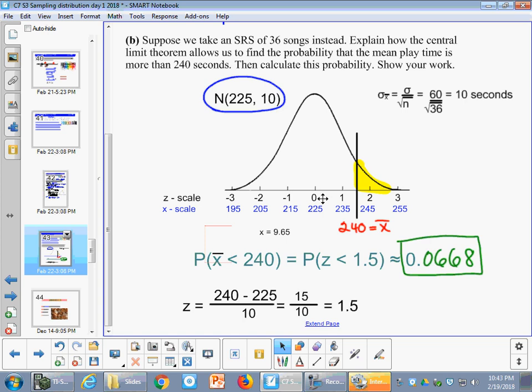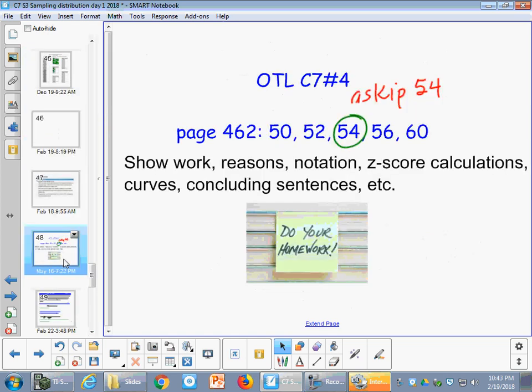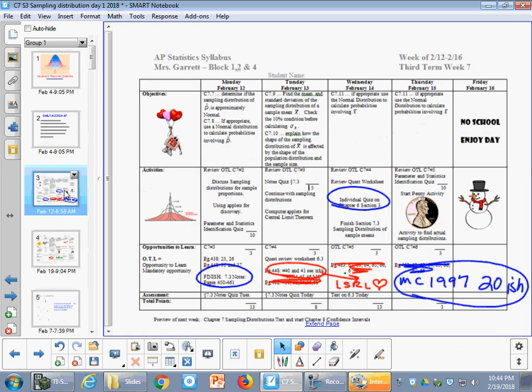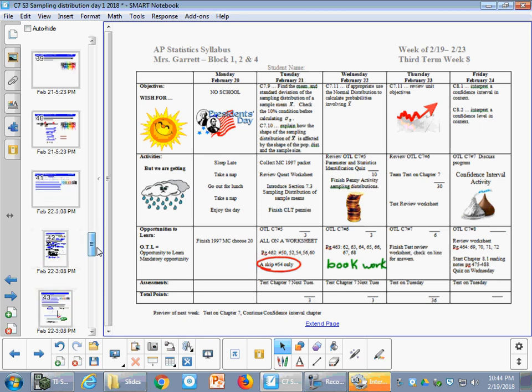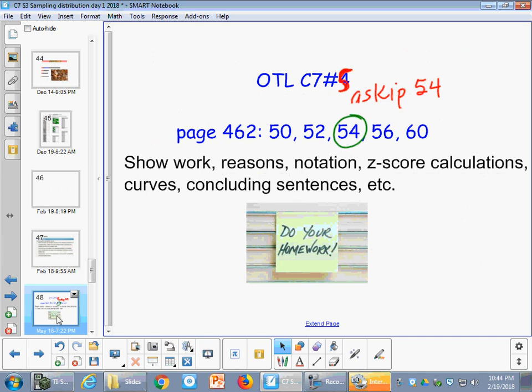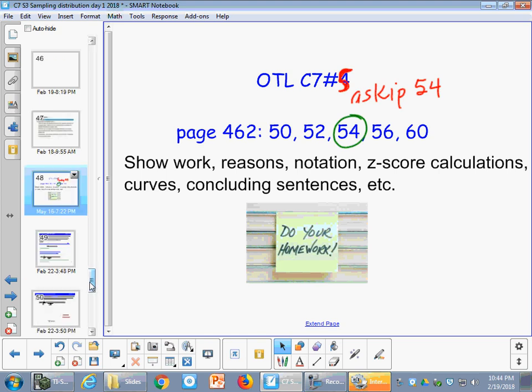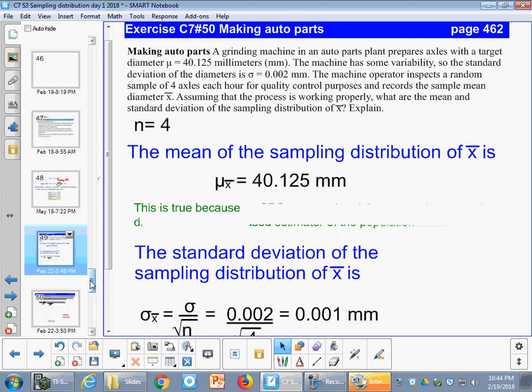Okay, finally, that is the end of the first video, except for let me tell you that your homework, and this is Chapter 7, number 5, I believe, not number 4. Pretty confident this is either 5 or 6. I have to go back and look at the beginning. So I'll do that for you real quick. It is number 5. So number 5, assignment, the A-skip is 54. Show all your work, reasons, notations, z-scores, calculations, curves, etc. You can look online for some help because, as you can see here, I have some of the things crossed out, but definitely go on to the slides to look for some help.